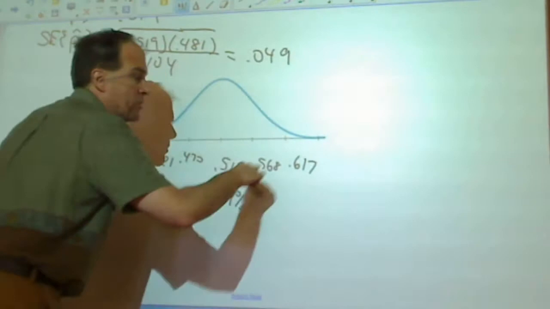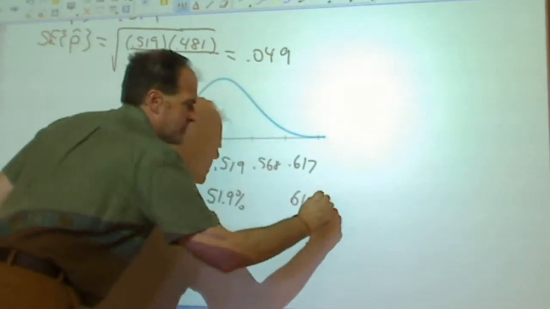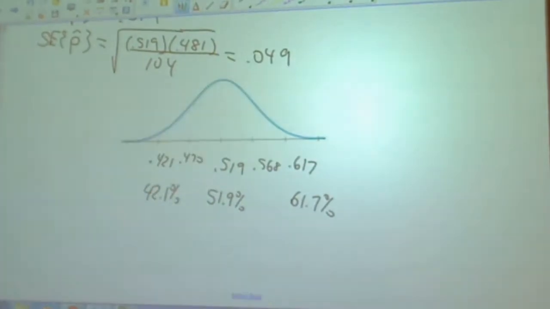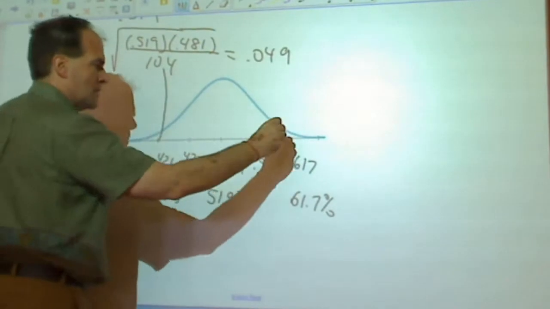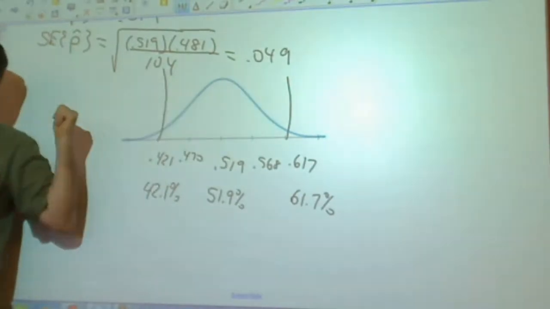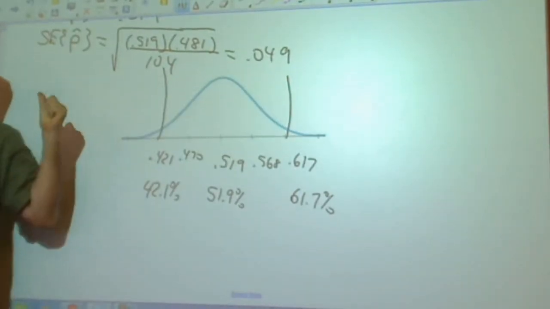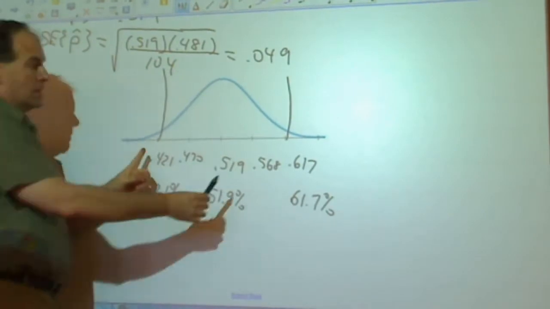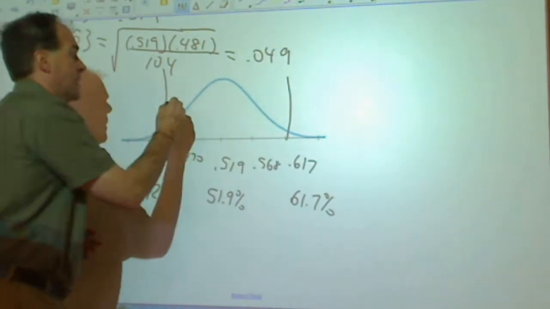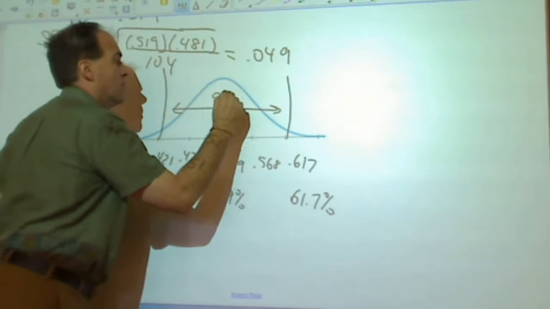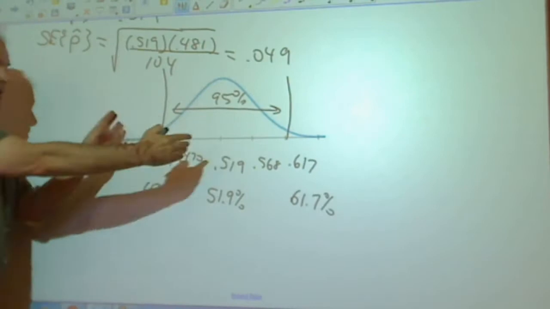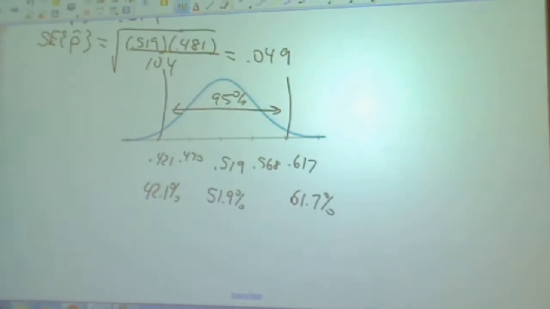If I go up 1 sigma, let me go up 2 sigma, 61.7%. Down 2 sigma, 42.1%. Okay. Do you remember what's the chance that I'm between the two sigma boundaries? Between the 2 sigma and minus 2 sigma? 95%. Okay. So if we choose to use the 2 sigma boundary, we just generated a 95% confidence interval.